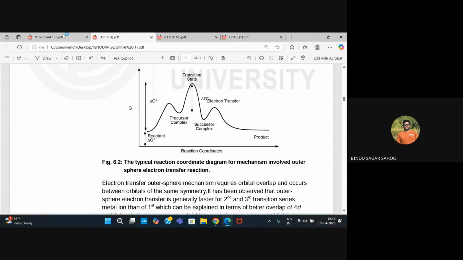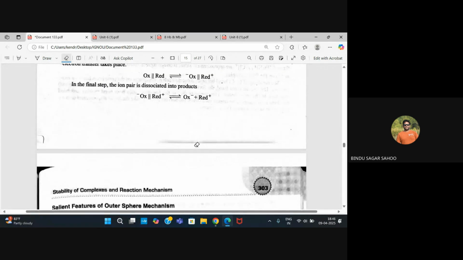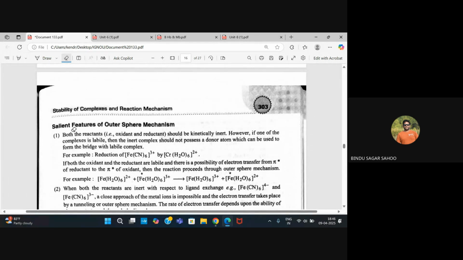Yes or no? Then we will discuss one by one its examples. So first thing, what are the characteristics or salient features of the outer sphere mechanism?